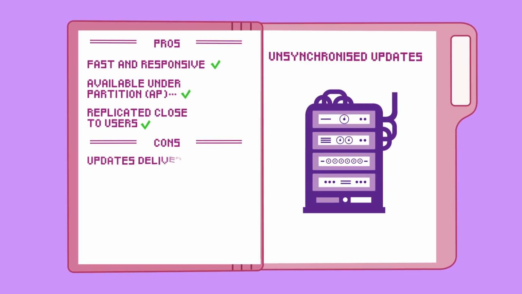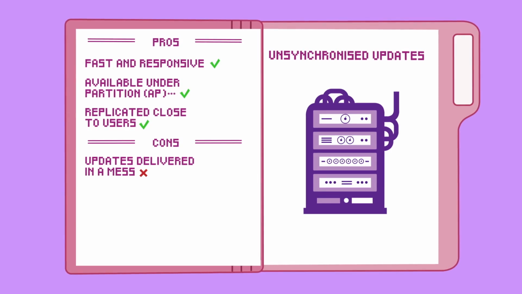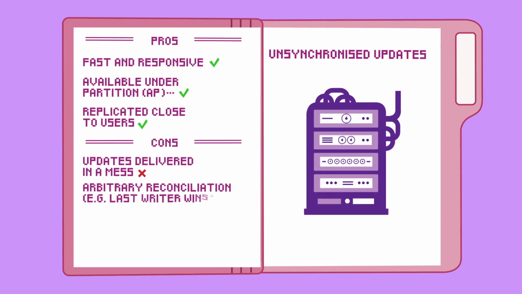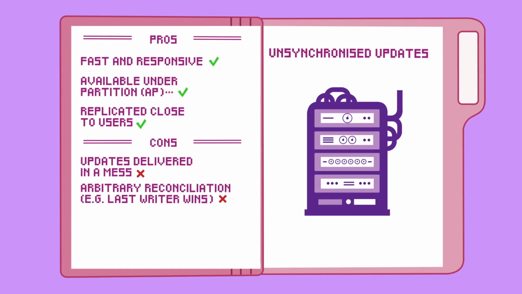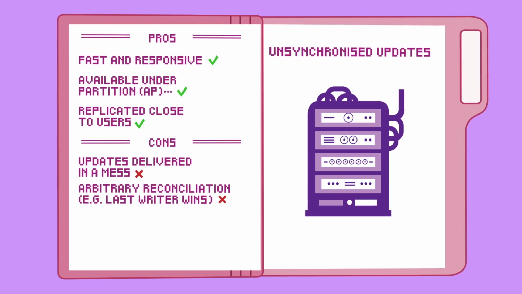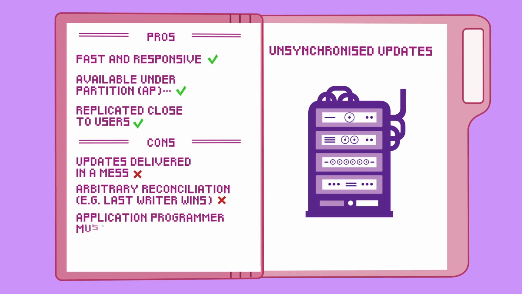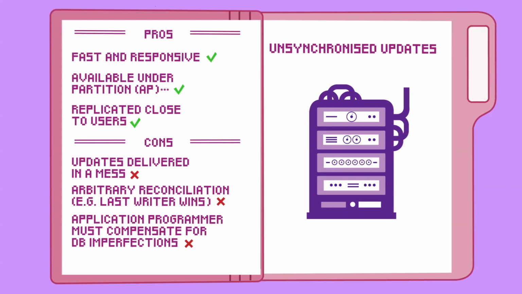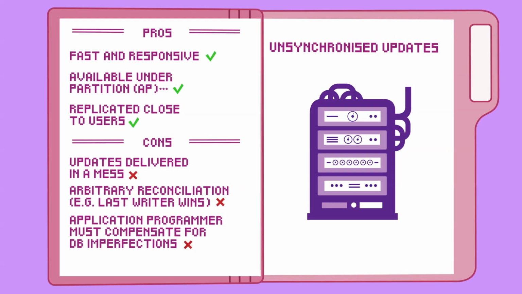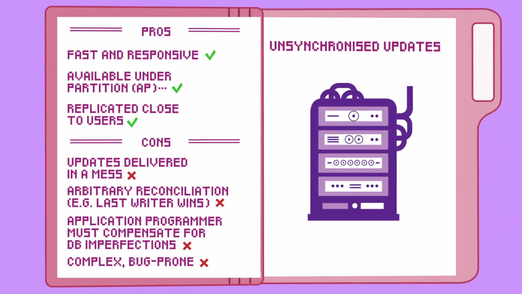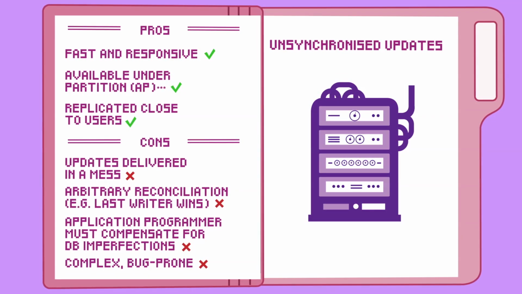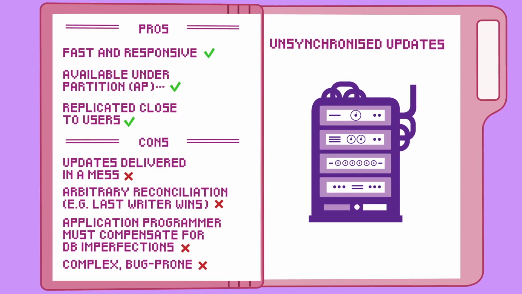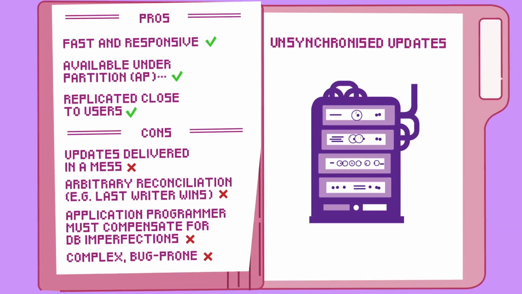However, this kind of system delivers updates in any arbitrary order, and when replicas diverge, it reconciles concurrent updates in some arbitrary way. It is up to the application programmer to compensate for these defects. This is error-prone and can lead to corrupted data. An eventually consistent database is fast and efficient, but it is complex to manage for programmers and for users.